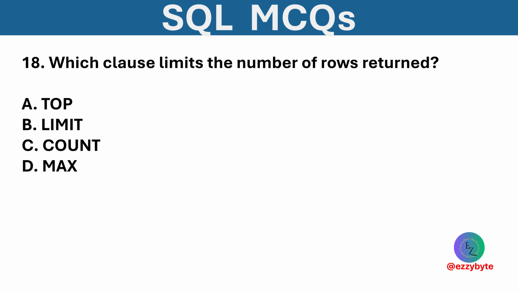Which clause limits the number of rows returned? Options are top, limit, count, and max. Option D is correct. Limit restricts how many rows are returned, commonly used in MySQL or PostgreSQL.